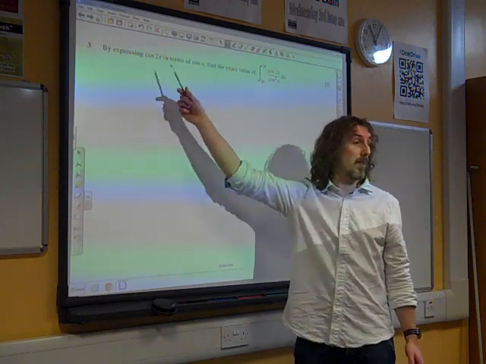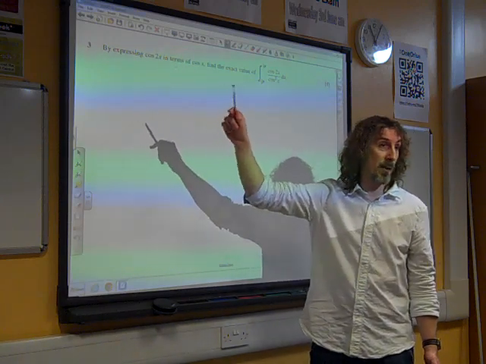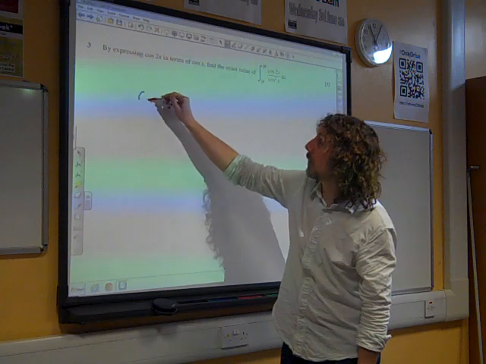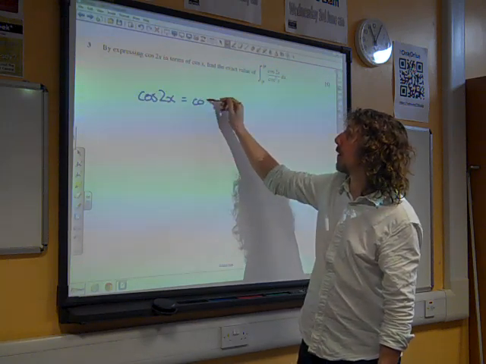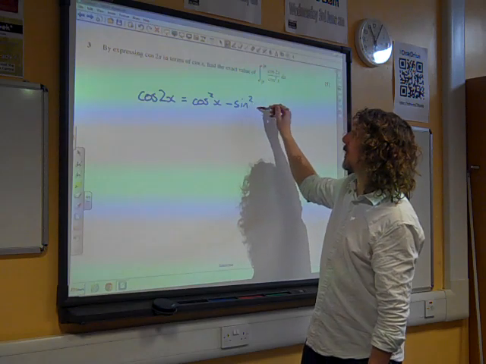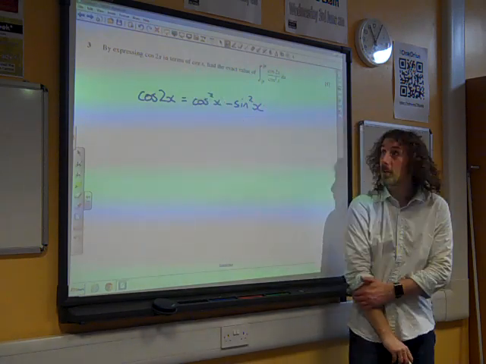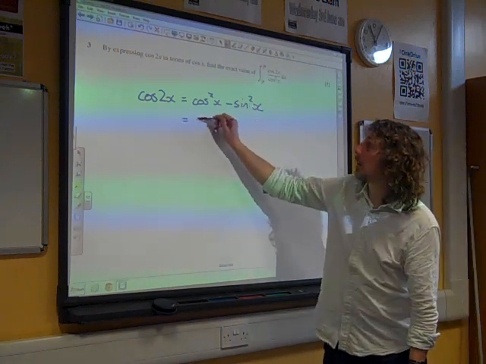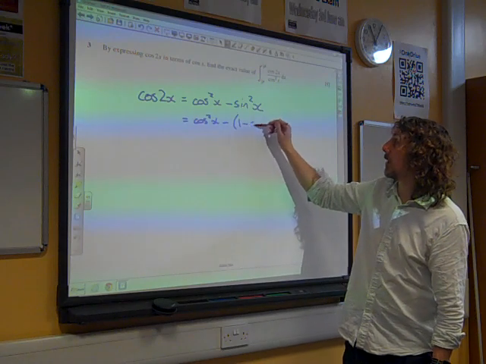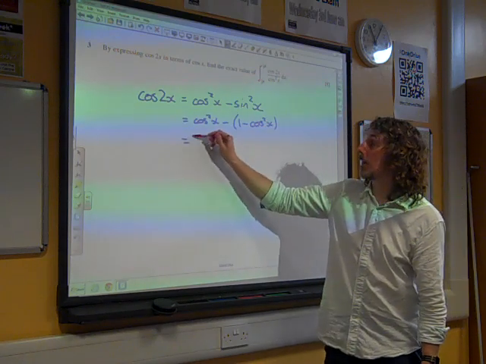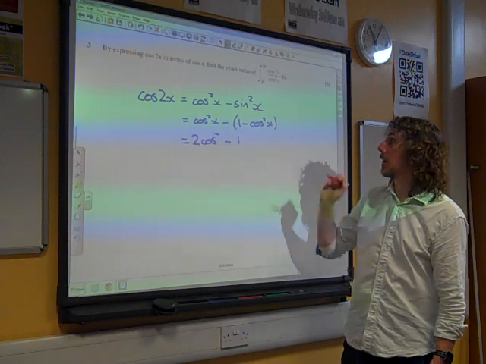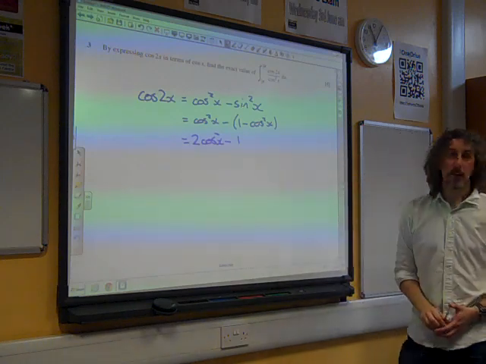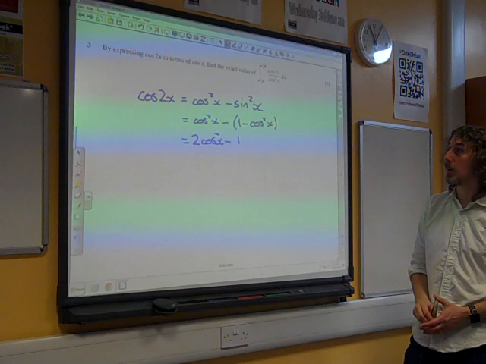You may have remembered this, you may have learnt it, or you can go from the formula booklet where it says cos(A+B) is cos A cos B minus sin A sin B. So cos 2x must be cos squared x minus sin squared x. That's not quite done what they said. They said express it in terms of cos x. So we remember that sin squared x is equal to 1 minus cos squared x, so we have cos squared x minus (1 minus cos squared x). If we collect things together, 2 cos squared x minus 1. So cos 2x is 2 cos squared x minus 1. That's the first bit done, expressing cos 2x in terms of cos x.